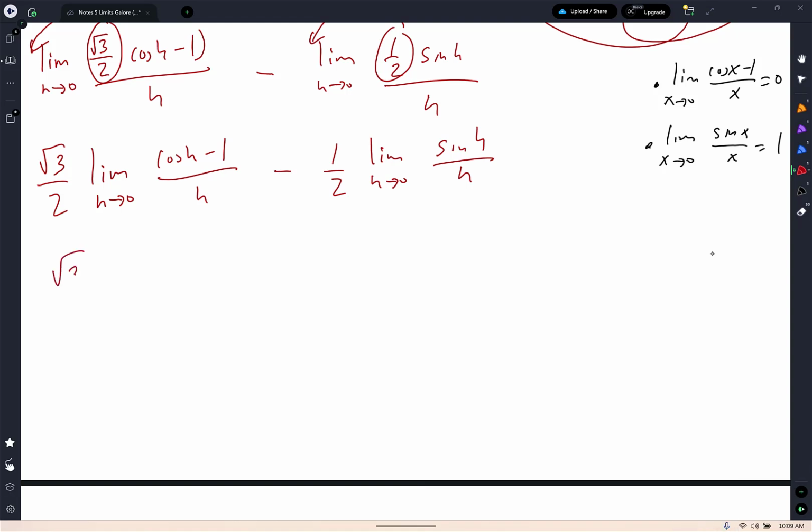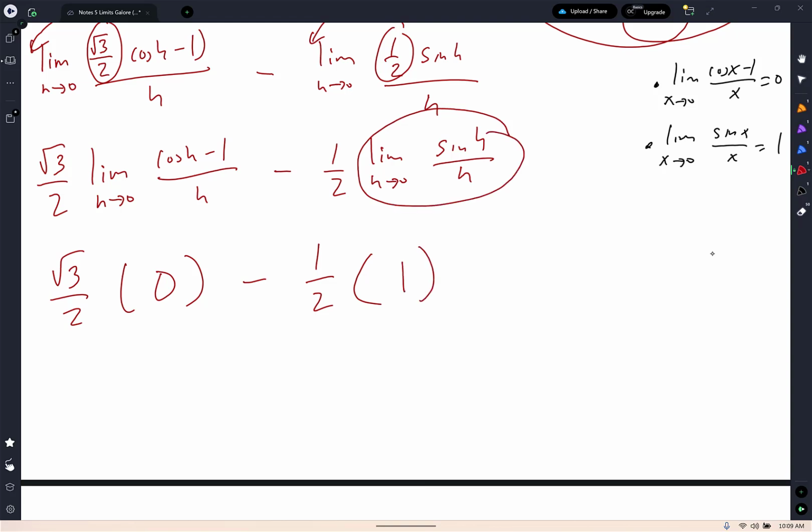Here we go. Square root of 3 over 2 times 0, minus 1/2 times 1. So my final answer is just negative 1/2.